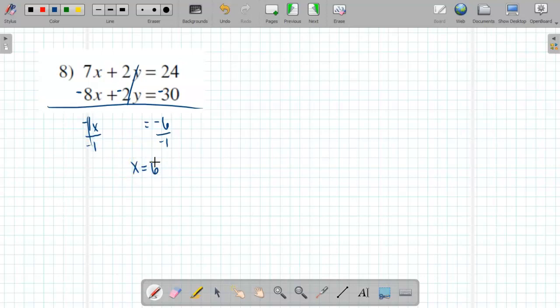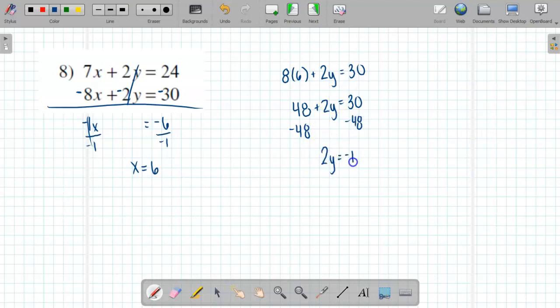I'm going to pick one of these equations. I'm going to go with the bottom one this time. 8 times 6 plus 2y equals 30. So 48 plus 2y equals 30. I'm going to subtract 48. And when I do that, I get 2y equals negative 18. And divide by 2. And y equals negative 9. So my answer for this problem is 6, negative 9.